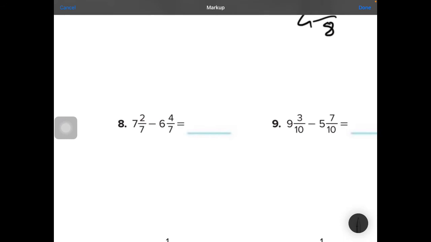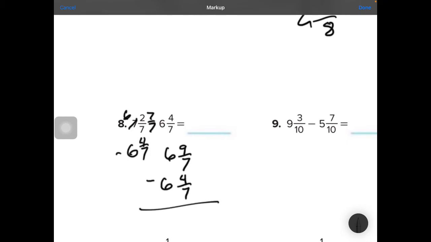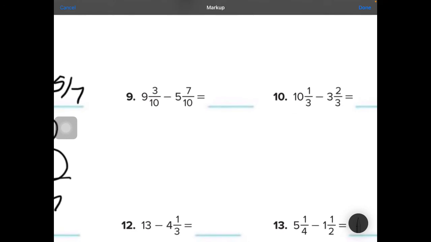Number 8. Oh, yay. I'm going to stack them, though. I'm going to stack this one right here. They have the same denominator, but that is not going to work. So I'm going to have to borrow from this side and add 7 sevenths to this. And so my new equation, since I ran out of room, 7, 8, 9 is going to be 9 sevenths. 6 and 9 sevenths, subtract 6 and 4 sevenths. So 9 minus 4 is 5 sevenths. 6 minus 6 is 0. So my answer is going to be just a lonely 5 sevenths.